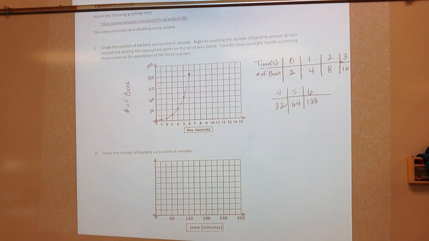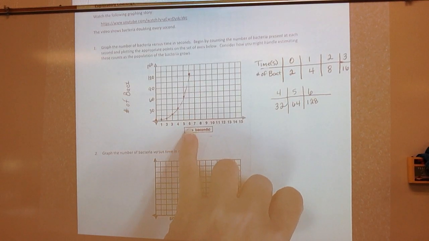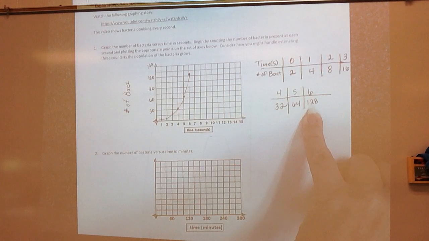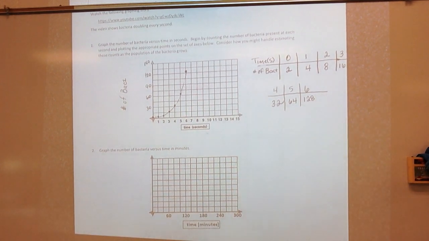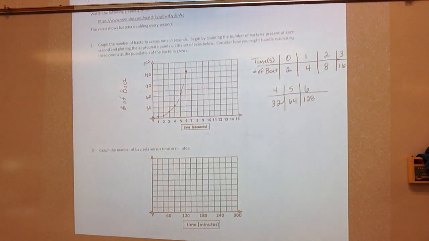What you need to understand is it did not take 6 seconds for this to get 128 bacteria. The first division to get 4 bacteria was actually 20 minutes. All right? So that means in order to get the 8 bacteria, it would be 40 minutes.